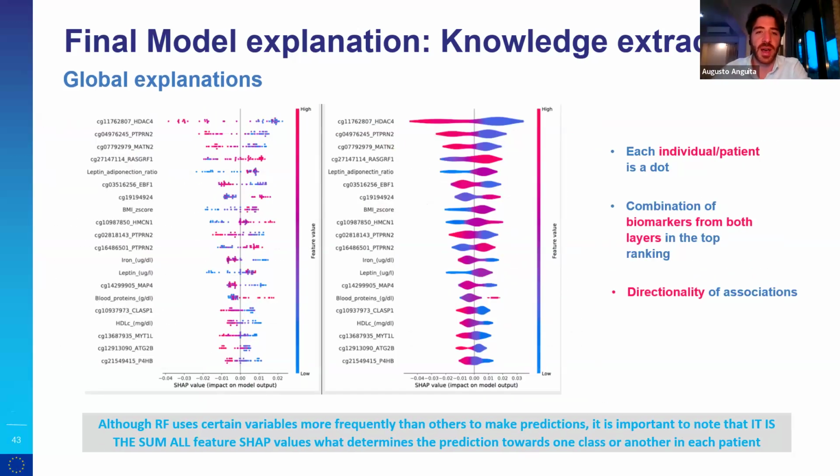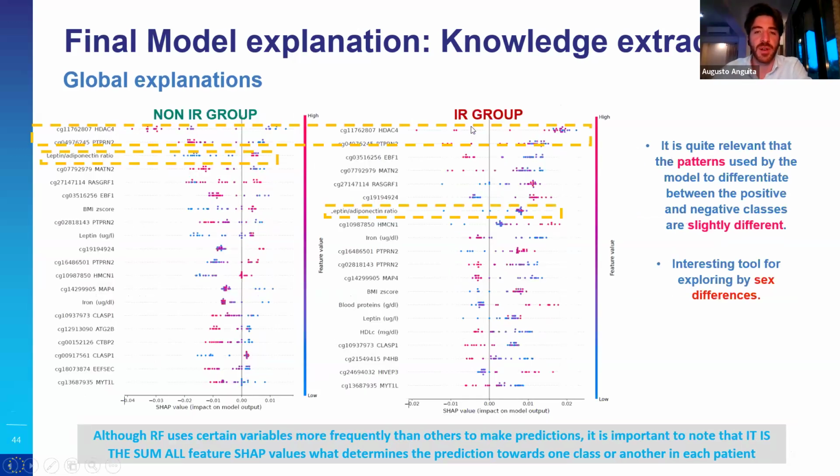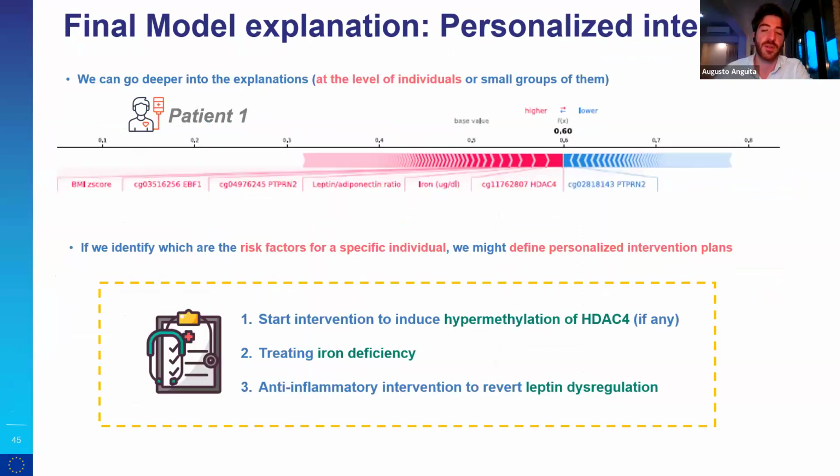Also, we can generate this kind of graph, but splitting the population into different subgroups. For example, here we are creating the same plot for non-insulin resistant and insulin resistant. But we can also do it, for example, for males and for females. And we can identify if the model is using different mechanisms to do the prediction in males and in females, and therefore we can identify if there are some variables that are more important for females than males, and this would be like sexual dimorphism in the association. So this is another type of information that we can extract from this kind of graph.